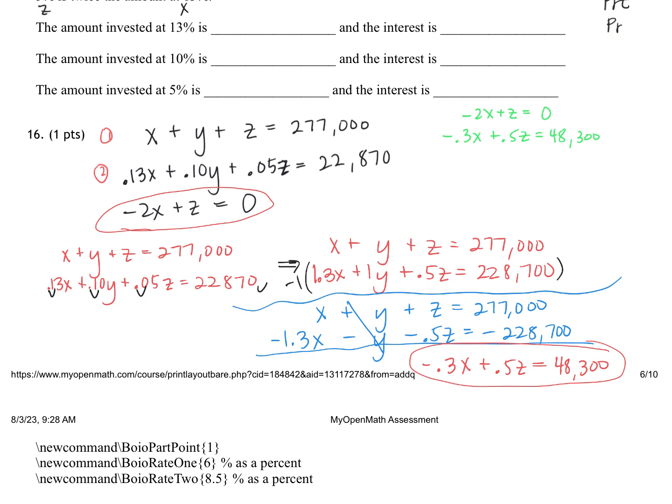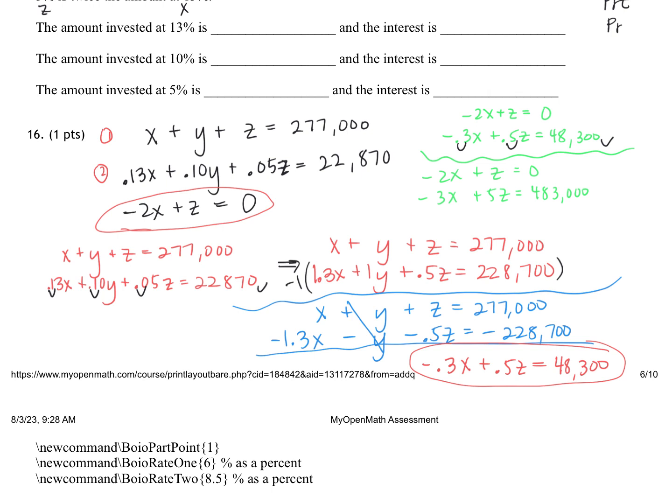Maybe you're thinking it'd be easier if we just got rid of the decimals altogether. We could do that. So move the decimal over one place to the right. So this would then give us negative 2x plus z equals 0. And this will be negative 3x plus 5z equals 483, so 483,000.